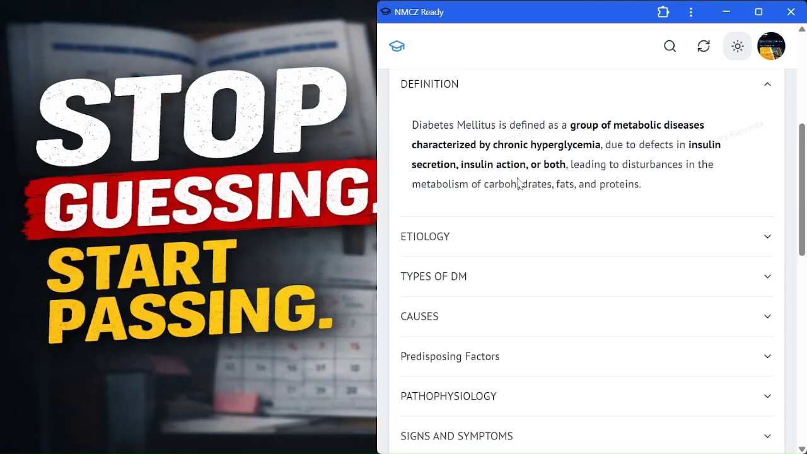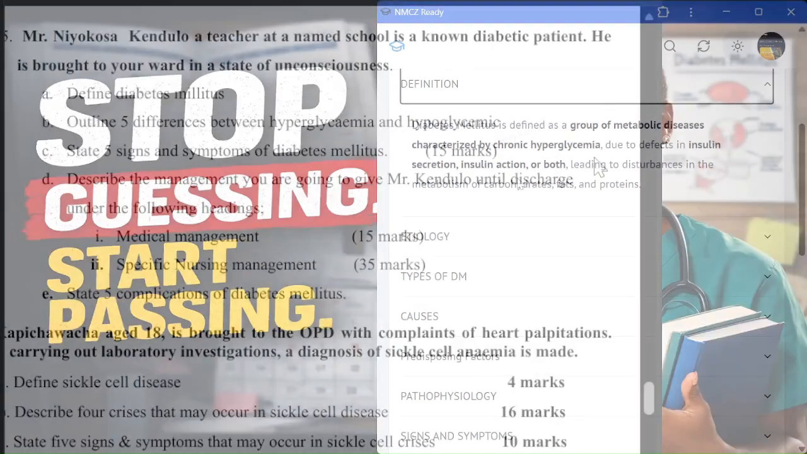By definition, diabetes mellitus is defined as a group of metabolic diseases which are characterized by hyperglycemia, which is simply high levels of sugar due to defects in insulin secretion, action, or both. This leads to a disturbance in the metabolism of carbohydrates, fats, and proteins. We get back to the question.